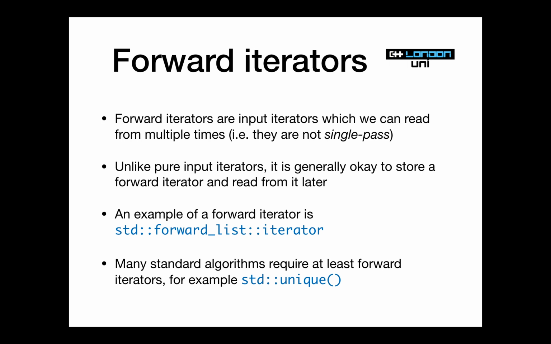So at the bottom we've got input iterators, not very nice. Then we've got forward iterators, which are nice, nicer. You can move forward, you can read from them, and additionally with forward, you can store an iterator away over here, and you can read from it later, which you can't do safely with input iterators.